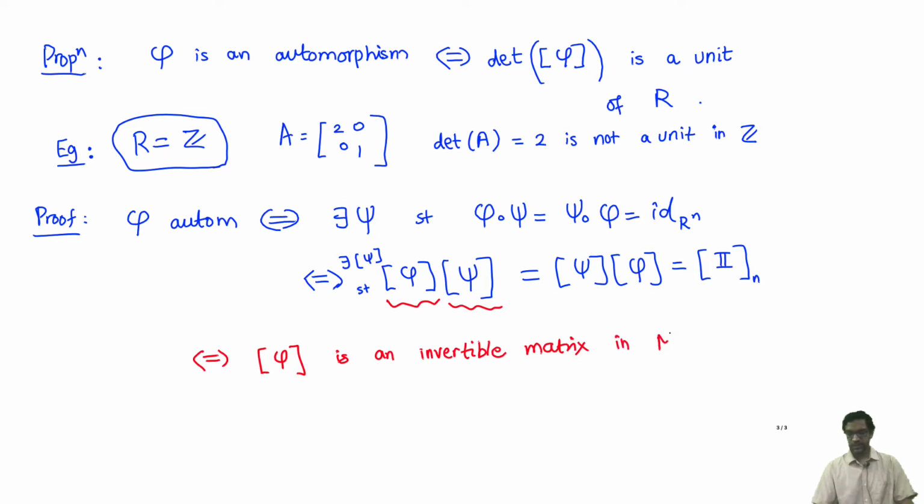But now where is this happening? This is in the space of all n cross n matrices with entries in the ring R. Recall that this itself is a ring, the ring of matrices with entries in any ring R is itself a ring, and we are saying that this matrix of phi has to be an invertible element of that ring. So what we need to do is really the following proposition.